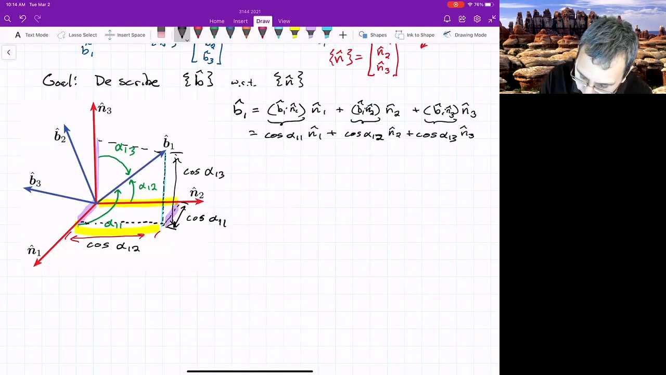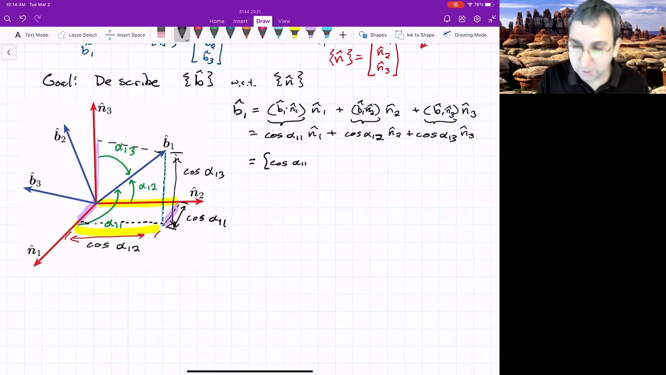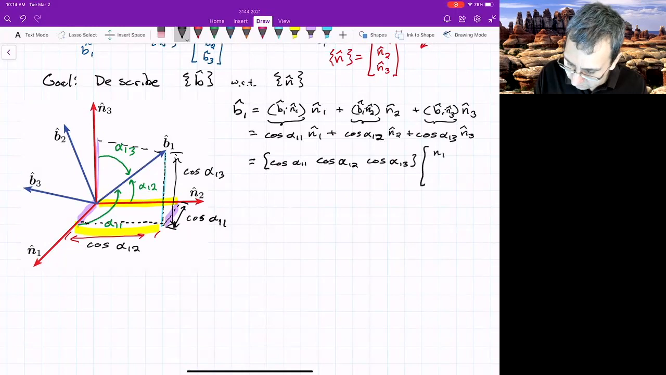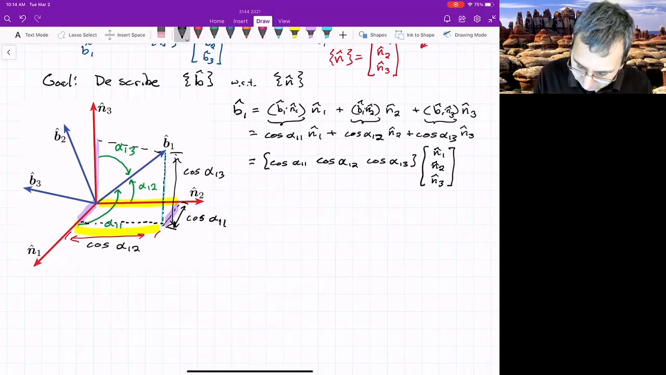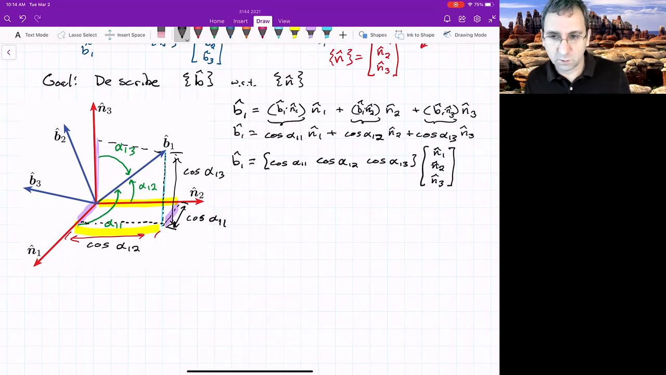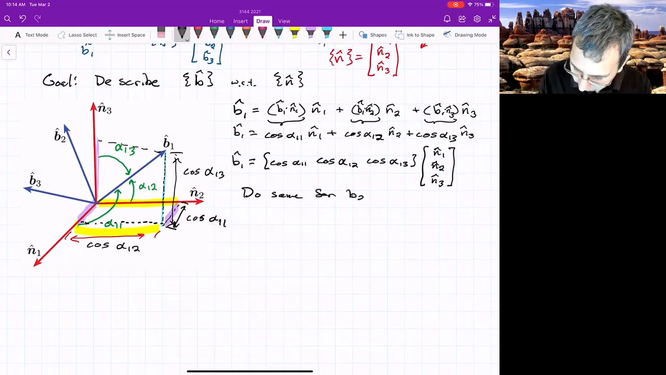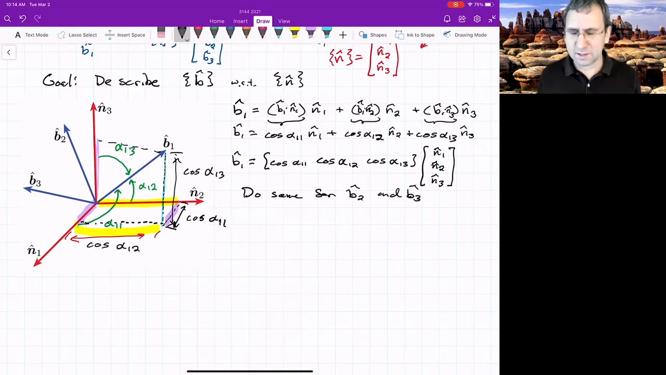So B1, we could also write this as cosine alpha 1,1. So now I'm writing a row vector. Cosine alpha 1,2, cosine alpha 1,3 times N1, N2, N3. In vector form, so we call it a vectrix. And we could remind ourselves what this was. This is just writing the B1 unit vector. Do the same thing for B2 and B3, and then we can combine into a matrix. So that means we'll be defining three more angles. So there's like 9 angles total.